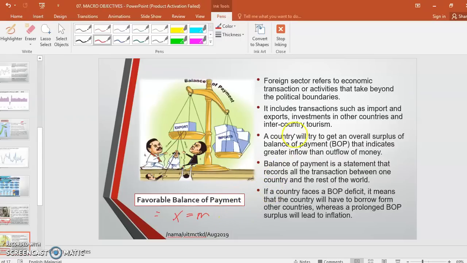Okay. So it includes transactions such as import and export, investment in other countries, and inter-country tourism. Okay. So balance of payment is a statement that records all the transactions between one country and the rest of the world. Okay, if a country faces a deficit, it means that the country will have to borrow from other countries. Okay, sebab bila berlaku deficit maksudnya when import more than export, duit banyak keluar. Bila duit banyak keluar, maksudnya negara banyak berbelanja. Itu yang bahaya. Okay, dan sebaliknya lah.